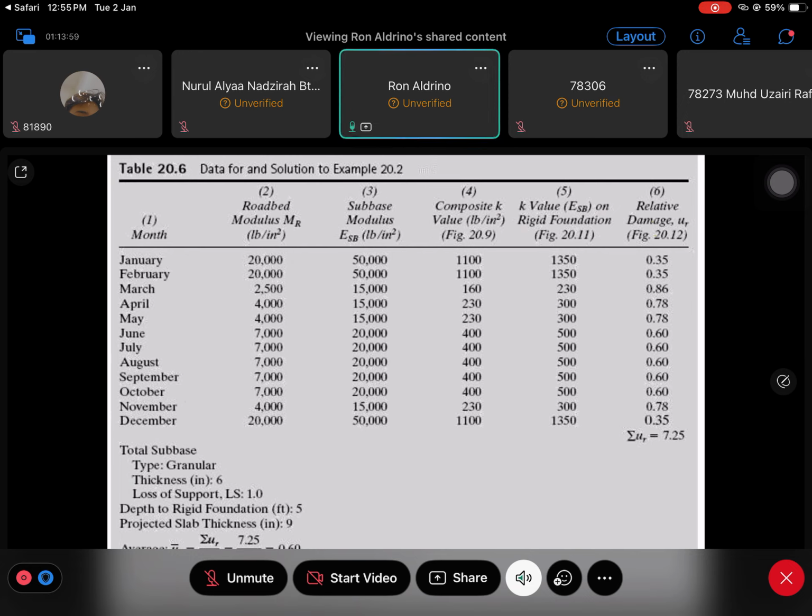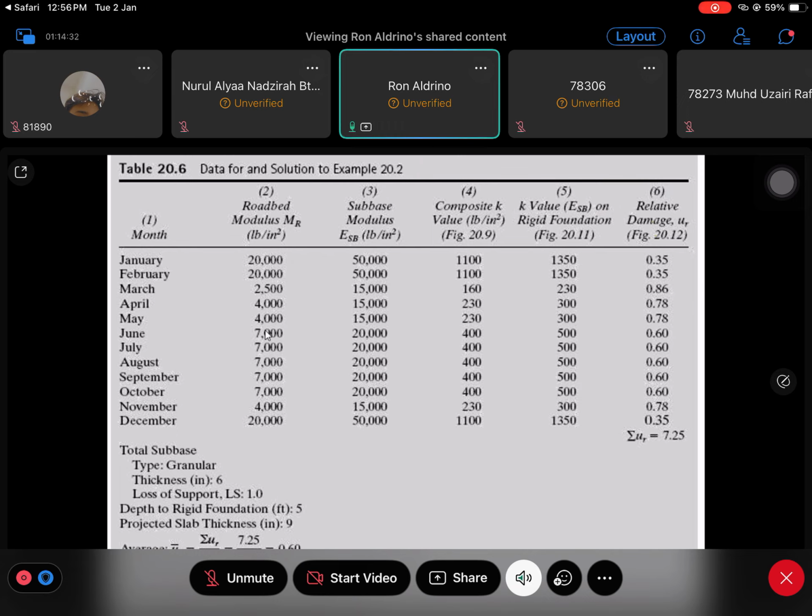And of course, based on the question, the type of sub-base used is granular, and the assumption is that the thickness of the PCC is about 6 inch. The slab thickness is about 6 inch, and the loss of support is about 1.0, and the depth to rigid foundation is about 5 feet, and the projected slab thickness is about 9 inch. So these are the values that you need.